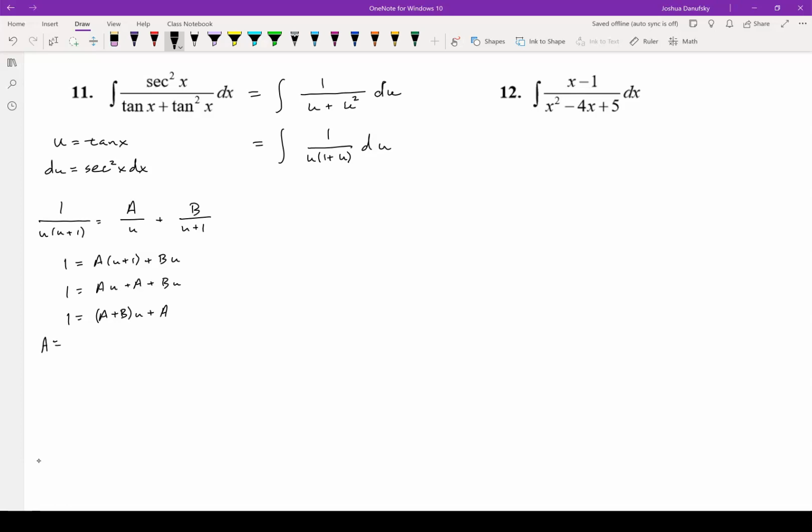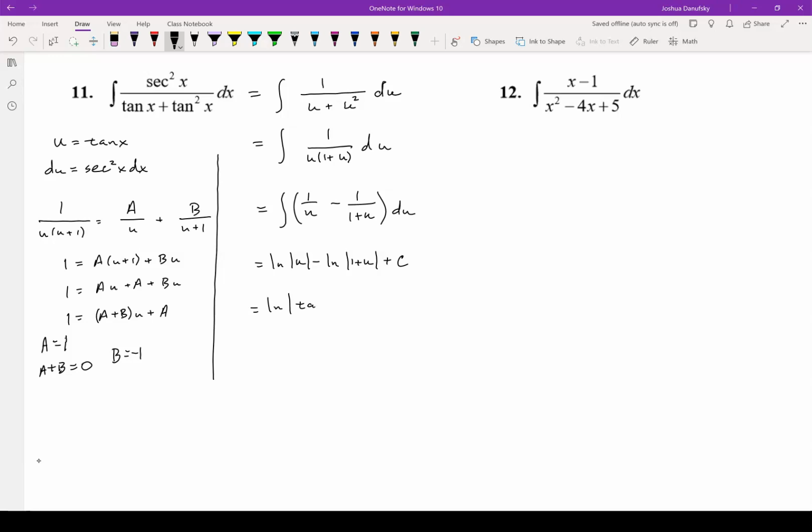So we have that a equals 1 and a plus b is equal to 0. This implies that b is equal to -1. So our integral becomes 1 over u minus 1 over 1 plus u du. Integrating, we have ln absolute u minus ln absolute 1 plus u plus c. Now we bring back our tangent. And that's it.